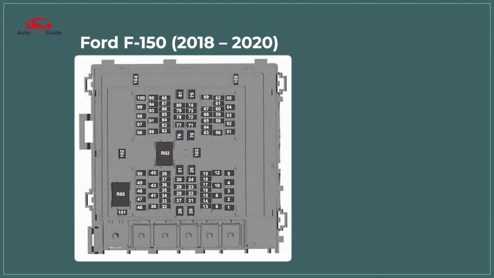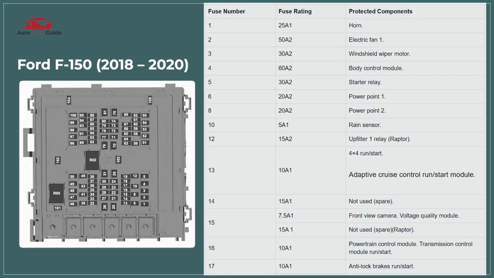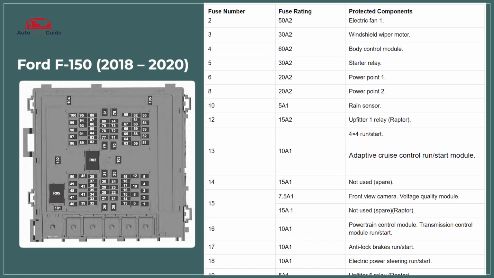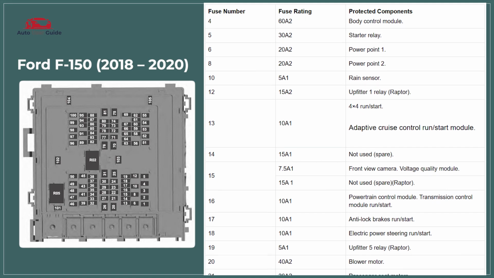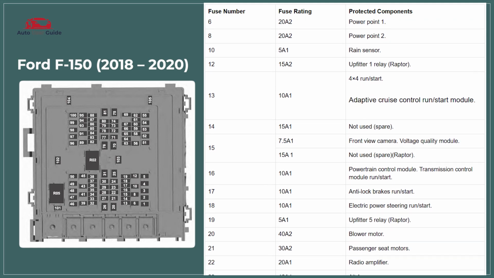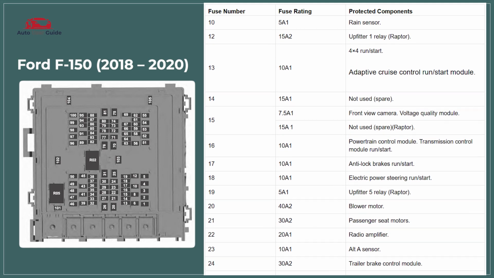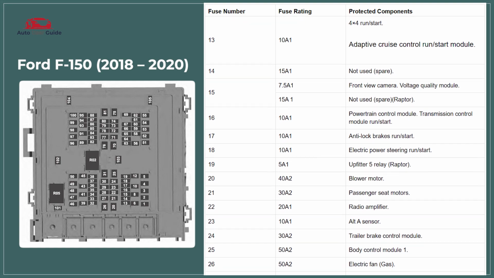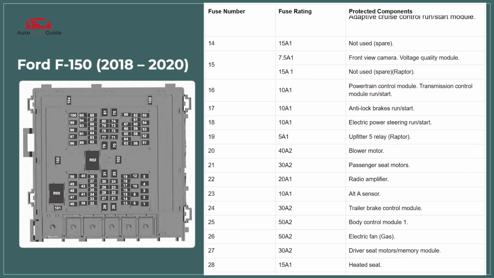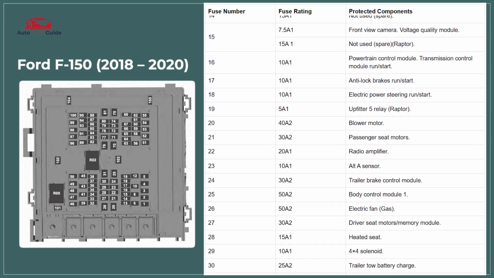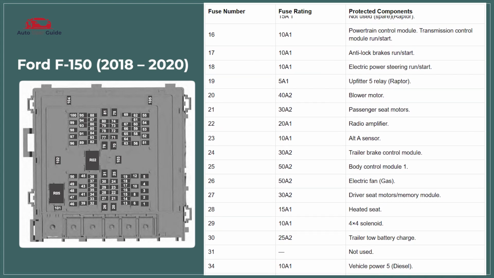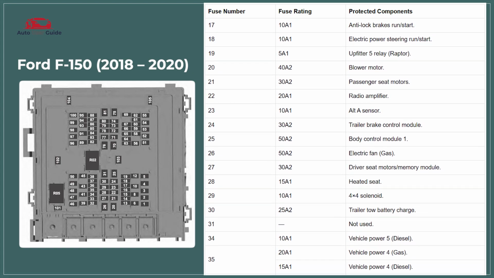The 2018 to 2020 Ford F-150 power distribution fuse box controls major electrical systems like trailer tow, power seats, and advanced safety modules. It features high-capacity fuses and relays for efficient current handling. The layout is designed for optimal heat dissipation and service access. Detailed labeling ensures quick diagnostics and component replacement.